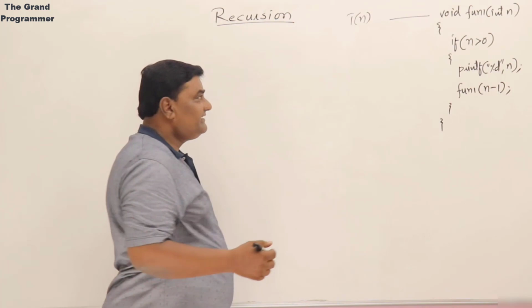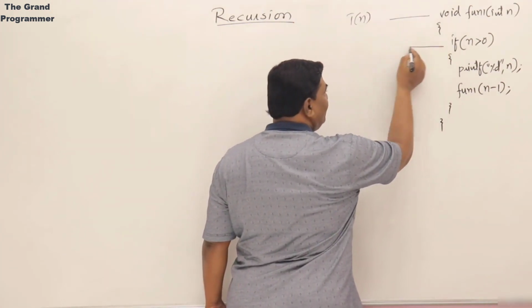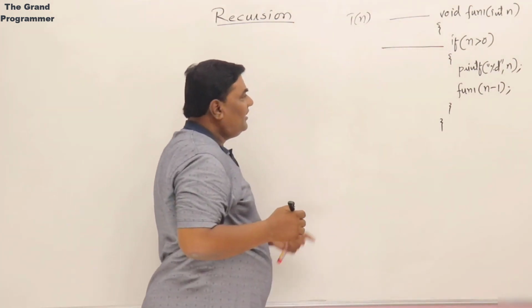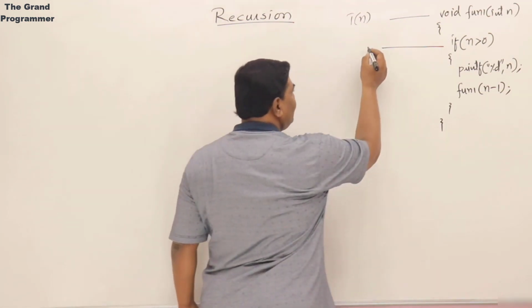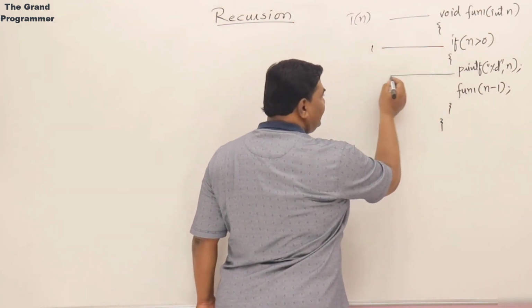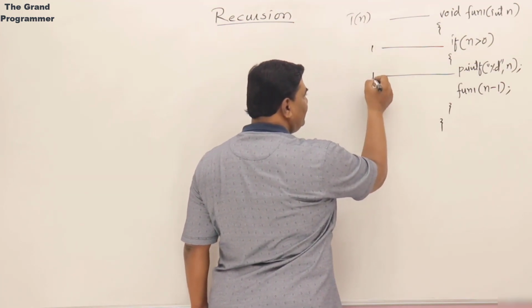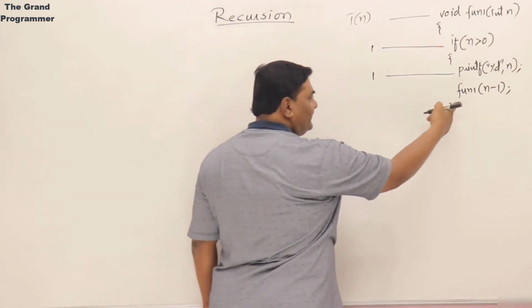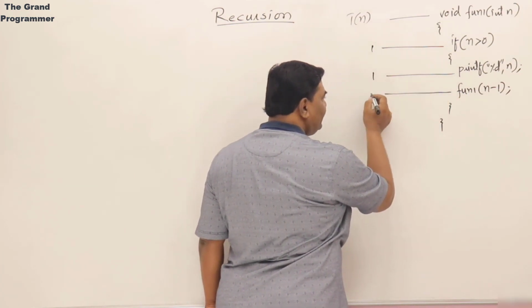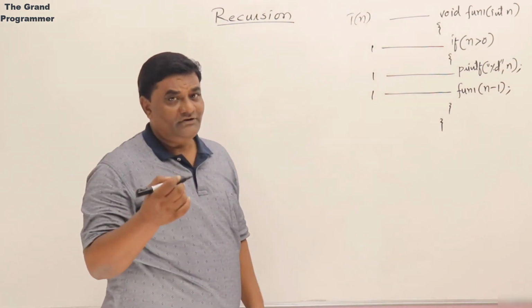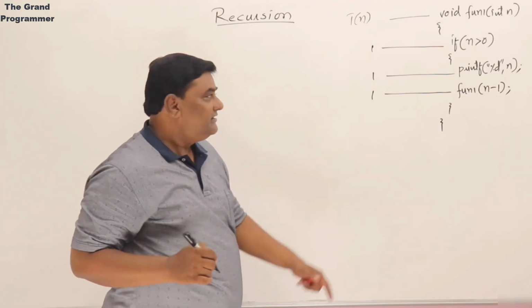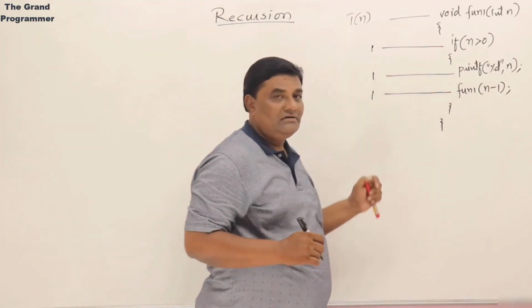So let us look at the statements. This is a conditional statement. How much time does it take for execution? Just 1 unit of time. Then there is a printf statement. How much time does it take? This also takes 1. Then there is one more function call. How much time does it take? 1. As I said, every statement takes 1 unit of time for execution. So this also I have written 1.